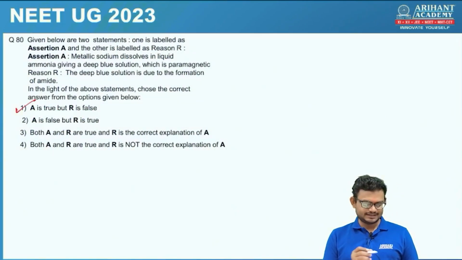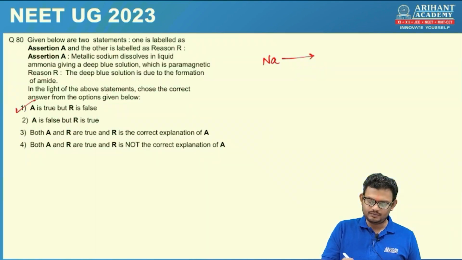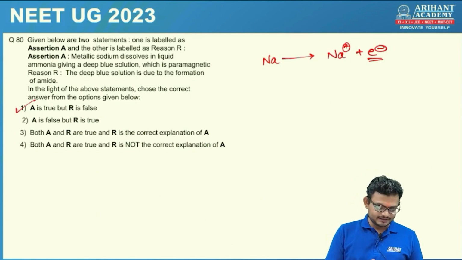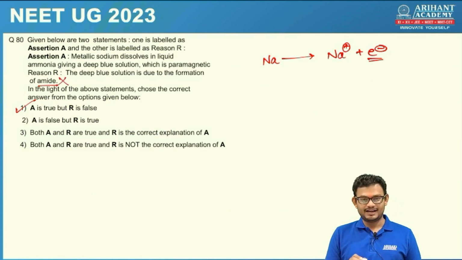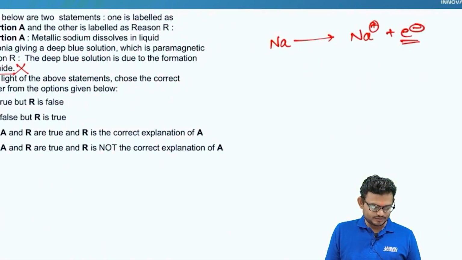Given below are two statements, assertion and reason. The assertion is metallic sodium dissolves in liquid ammonia to give a deep blue solution which is paramagnetic. Yes. Sodium in liquid ammonia definitely would give you unpaired electrons, making the solution paramagnetic, and it is these ammoniated electrons which result in blue coloration of the solution. The reason given is the deep blue solution is due to formation of amide. Definitely incorrect. It is the ammoniated electrons which are responsible for the blue color of the solution. So option A would be a sensible one. Let's go to the next one.